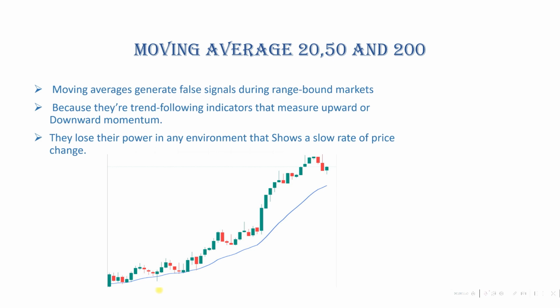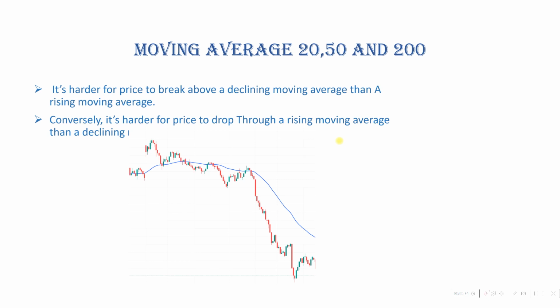So when we are in a range bound market and taking trades with any indicator, the possibilities are higher of hitting the stop loss, whether we are taking a PE trade or a CE trade, or when trading in stocks, buying or selling. The possibilities are more to hit the stop loss on that day. It's harder for the price to break above a declining moving average than a rising moving average. Conversely, it's harder for the price to drop through a rising moving average than a declining one.